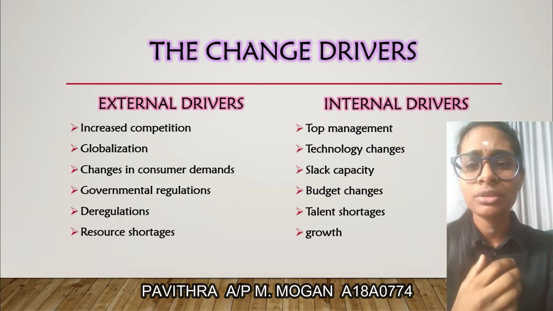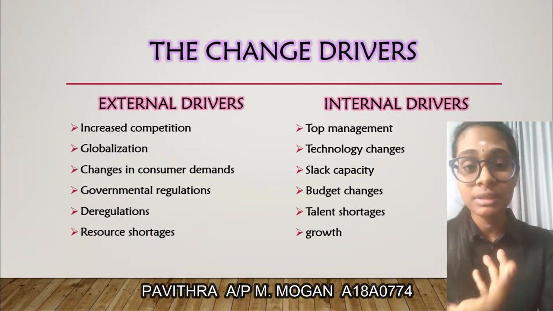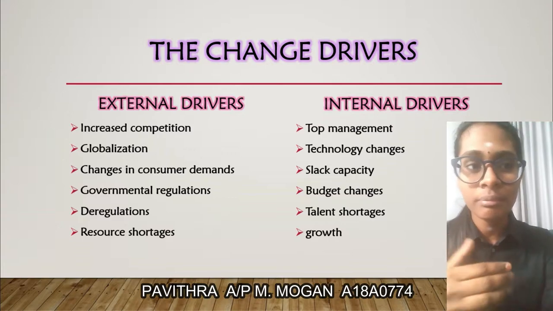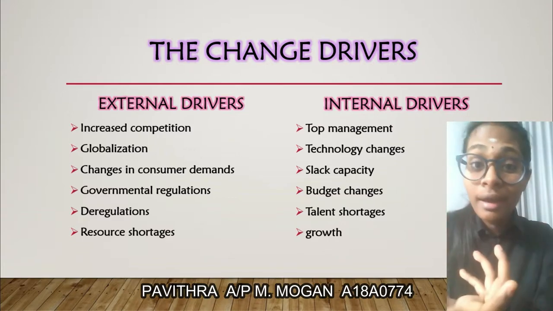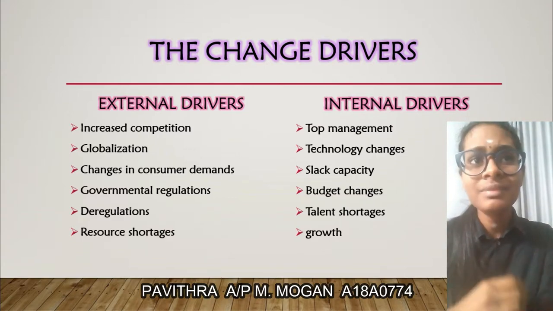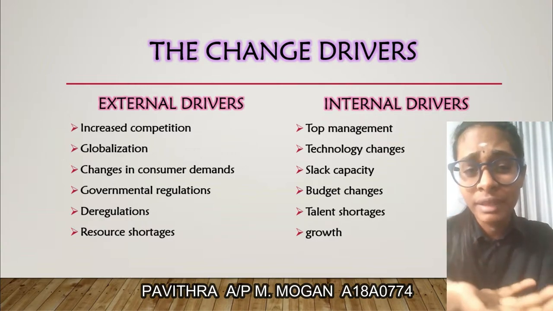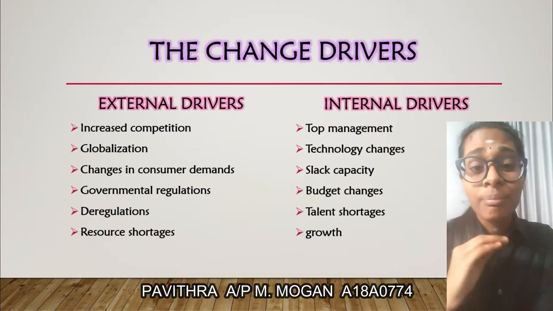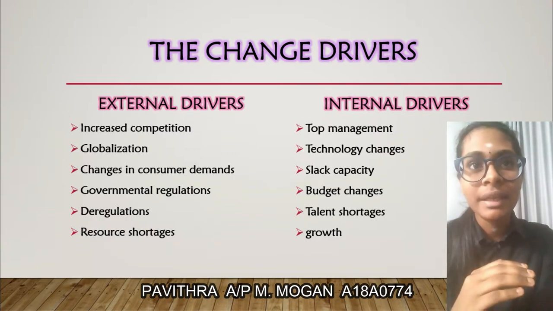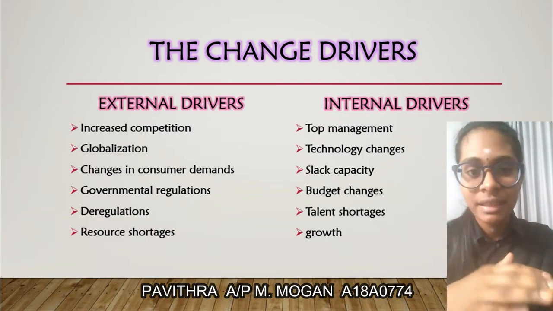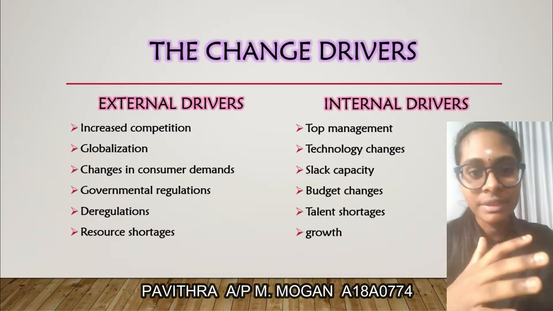For instance, shortages of resources from interior, maybe shortages in their warehouse and everything like that. Shortages, lack of supply of electric, like that. Fourth is budget changes. Budget changes mean that as the trend changes, of course the budget also will change.